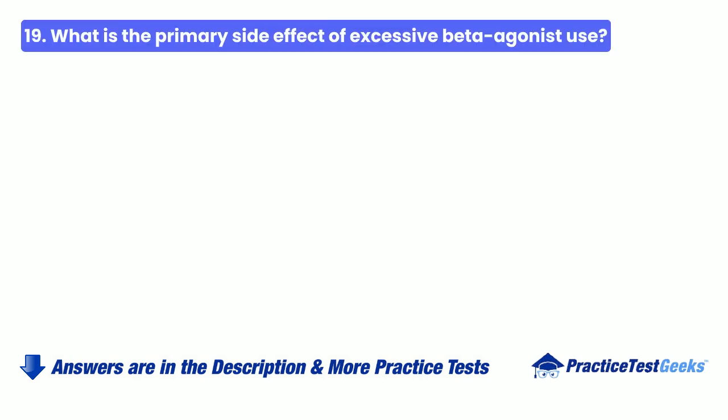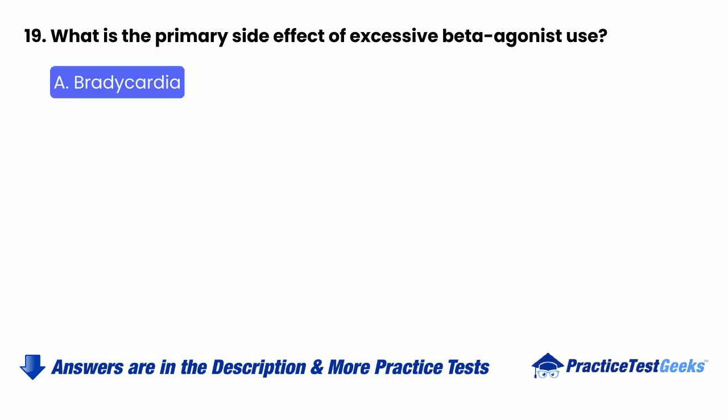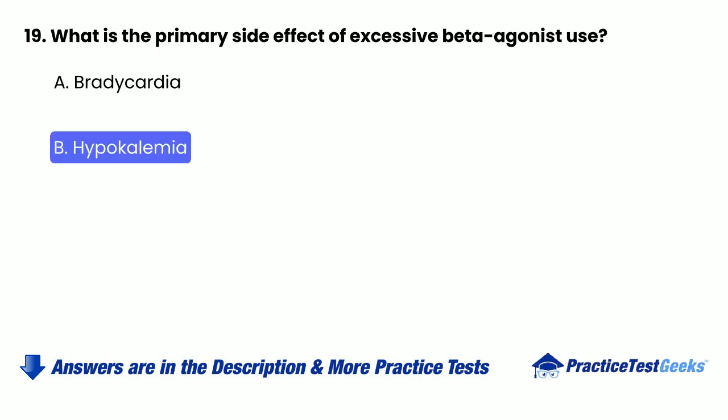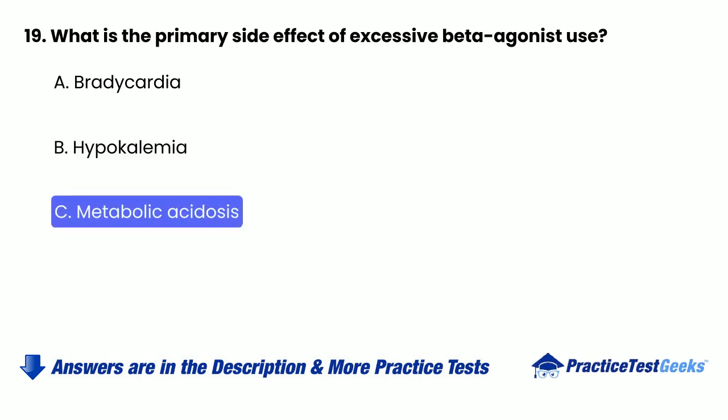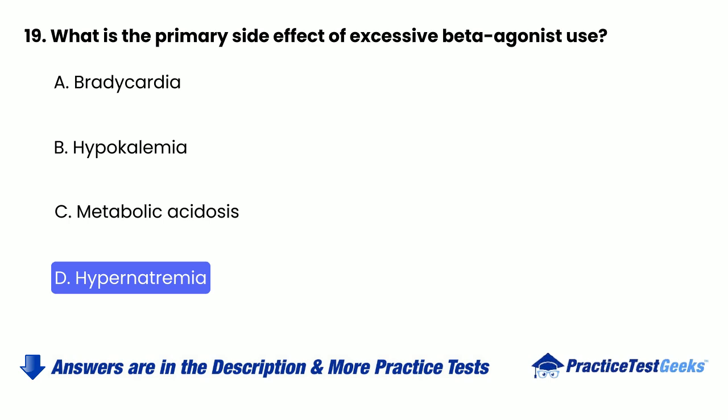What is the primary side effect of excessive beta-agonist use? A. Bradycardia. B. Hypokalemia. C. Metabolic acidosis. D. Hypernatremia.